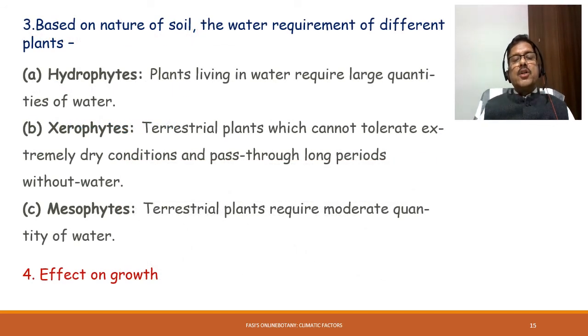Based on the nature of soil, the water requirements of different plants are as follows: hydrophytes, xerophytes, and mesophytes. Hydrophytes are the plants living in water which require large quantity of water, whereas xerophytes are the terrestrial plants which cannot tolerate extremely dry conditions and pass through long periods without water. Whereas the mesophytes, the terrestrial plants, require moderate quantity of water.